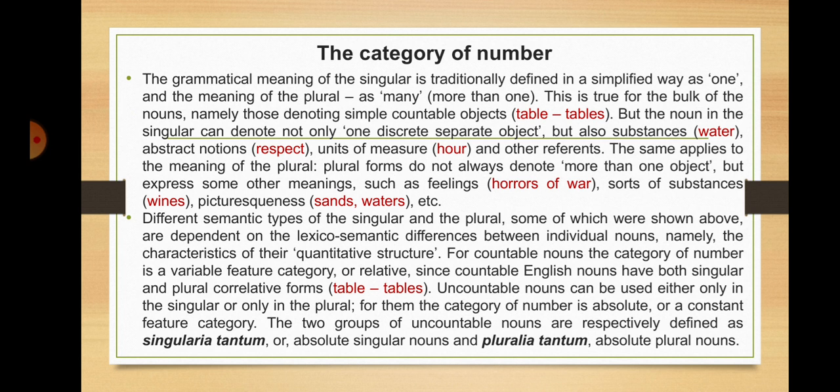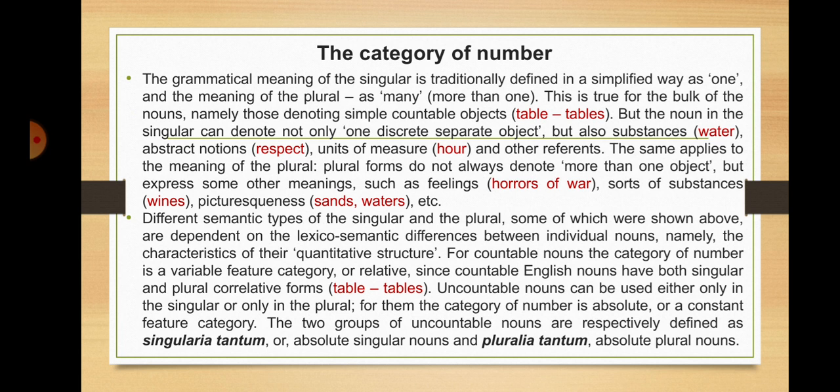The same applies to the meaning of the plural. Plural forms do not always denote more than one object, but express some other meanings, such as feelings, horrors of war, sorts of substances, wines, picturesqueness, sands, waters, etc. Different semantic types of the singular and the plural, some of which were shown above, are dependent on the lexicosemantic differences between individual nouns, namely the characteristics of their quantitative structure.